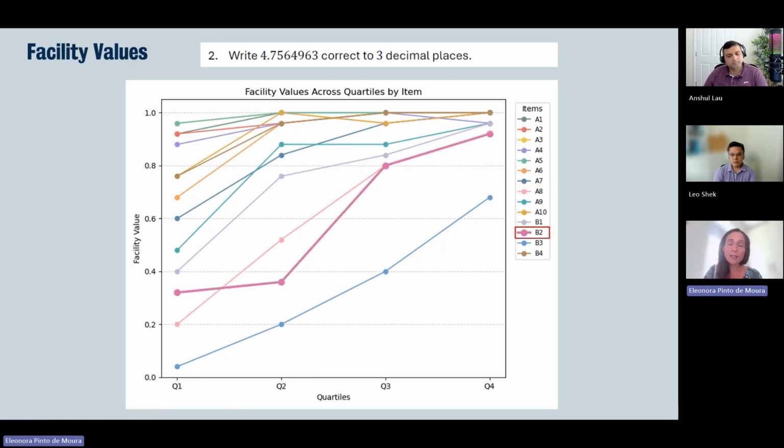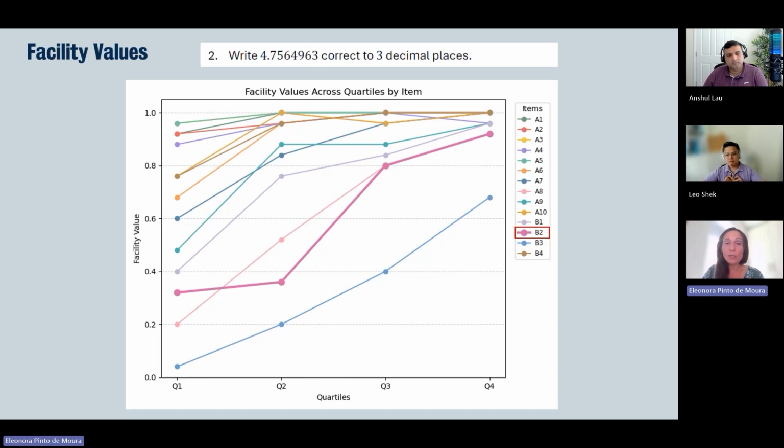We have that item B2 here in dark pink has quite a different pattern from the other ones. B2 remains quite flat between the first and the second quartile, and then it rises quite sharply and then flattens out. So this means that item B2 is quite good at separating between the bottom 50% of our students and the top 50% of our students.